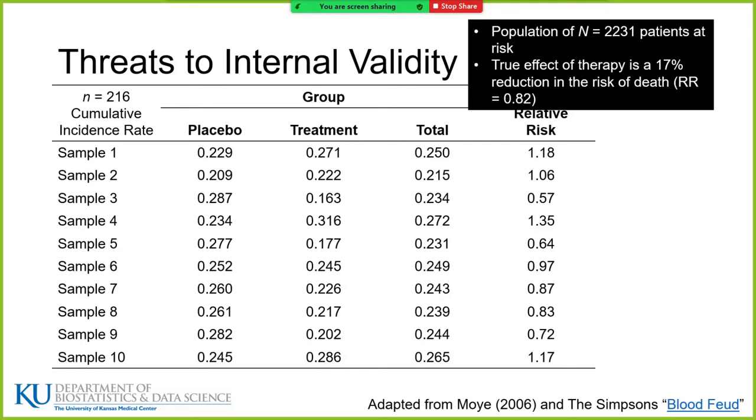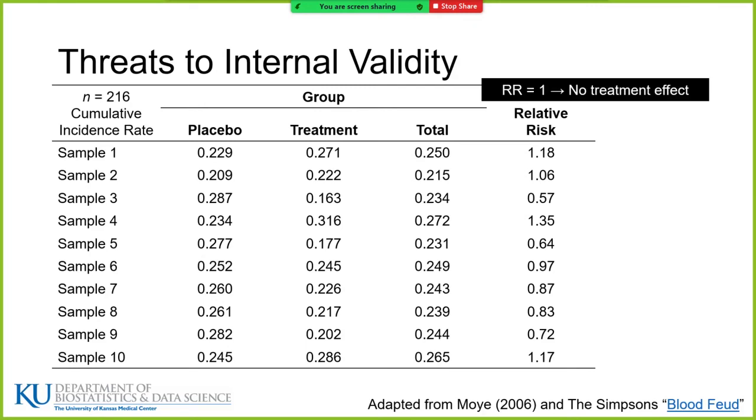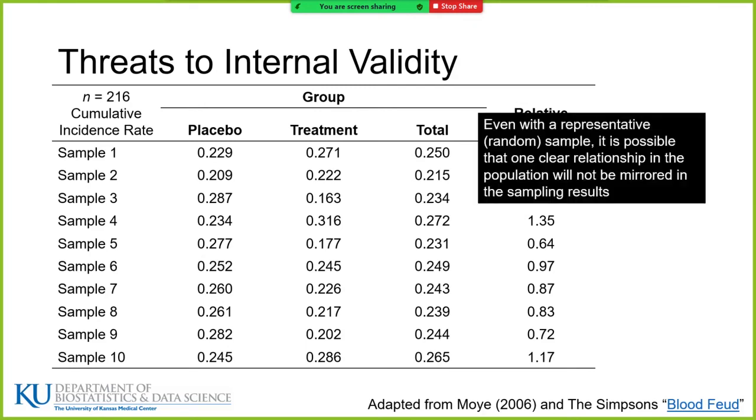And then I showed you 10 hypothetical experiments, randomized controlled trials, conducted in this population where each of these studies was conducted in the same way, but only in a random sample of 216 of these patients. And so the impact of sampling error here is very clear in the fact that these relative risk measures are all over the place. So again, an indicator of no treatment effect would be a relative risk of 1.